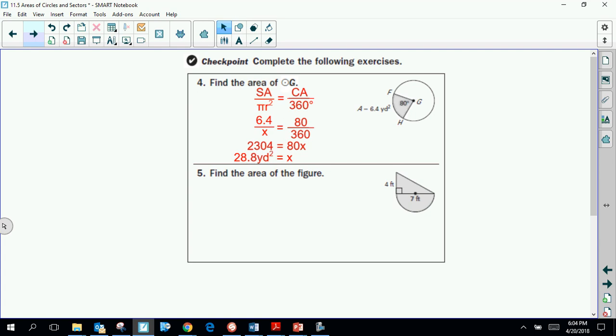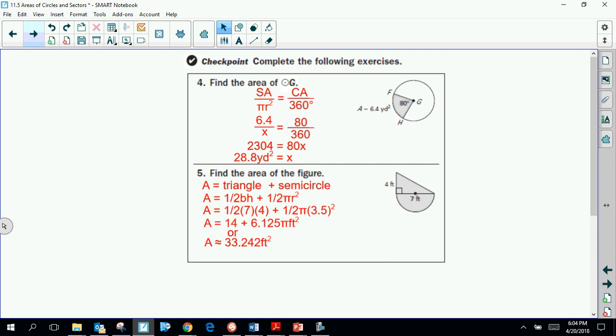Now moving on, find the area of the composite shape. We have a triangle and we're adding a semicircle to it. So that's how I set it up: I have a triangle plus a semicircle. Substitute the formula for both of those areas. Triangle is 1/2 times the base times the height. Semicircle is 1/2 times pi r squared. Substitute their values, and as an exact answer for the shaded area, I get 14 plus 6.125 pi feet squared. And as a rounded approximate answer, 33.242.